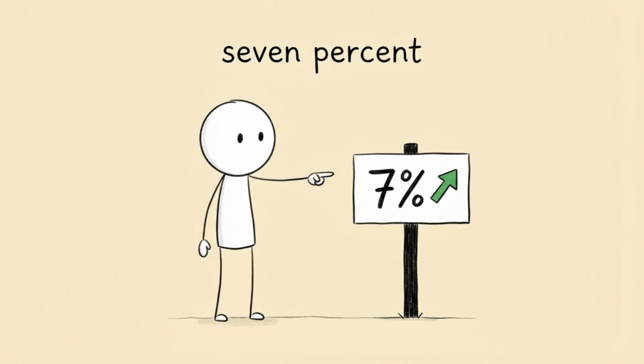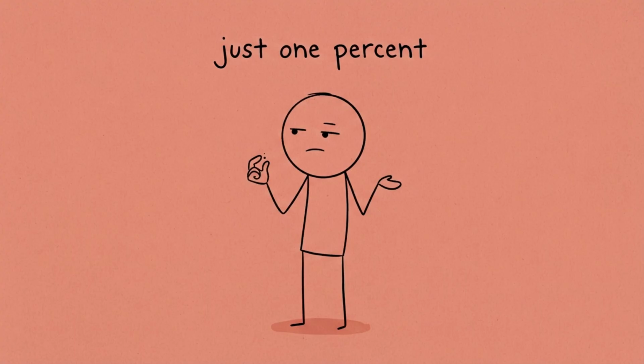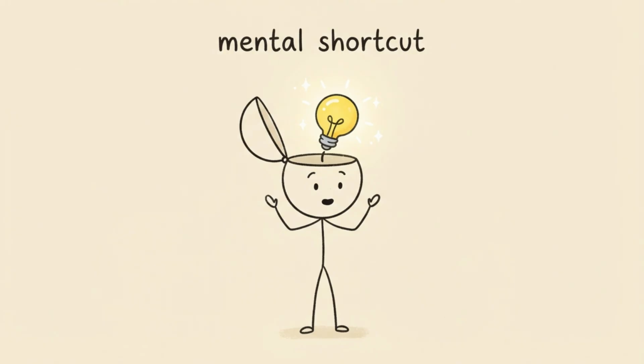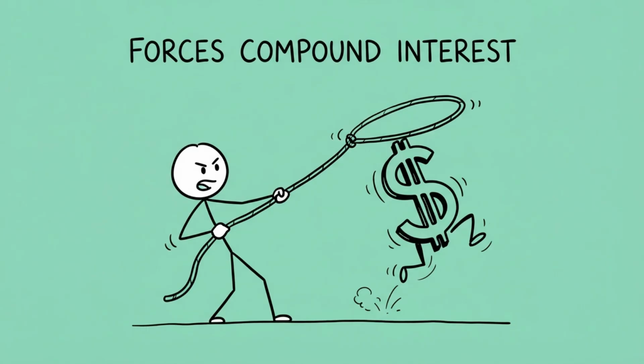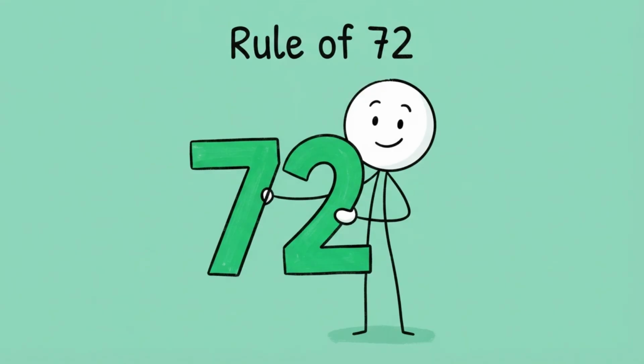You look at an investment offering a 7% return and another offering an 8% return, and you think, it's just 1%, who cares? Well, professional investors care immensely. They care because they use a specific mental shortcut to make decisions in seconds. They use a cheat code that forces compound interest to make sense to the human brain. It's called the Rule of 72.